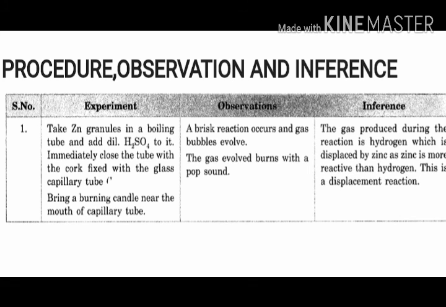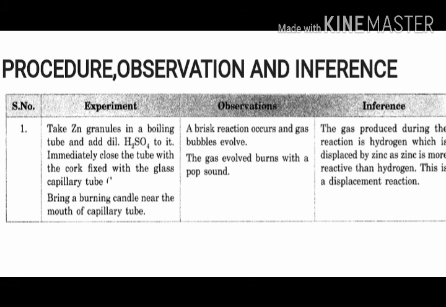So the observation we observed is that a brisk reaction occurs, and brisk effervescence, bubbles form, and the gas which evolved burns with a pop sound. So the result, or the inference we have, is that the gas produced during the reaction is hydrogen gas, which is displaced by zinc, as zinc is more reactive than the hydrogen gas, and this is known as a single displacement reaction, children.